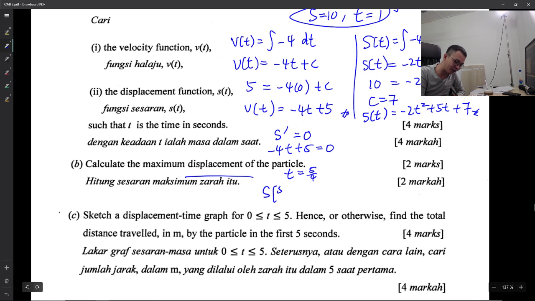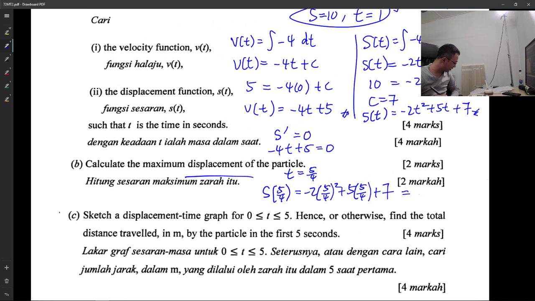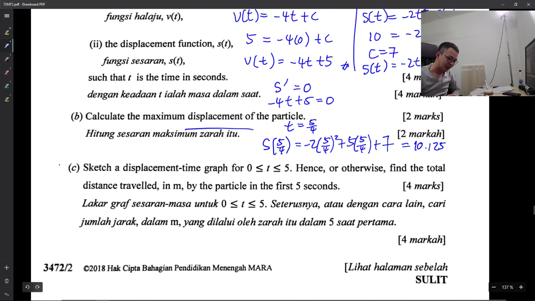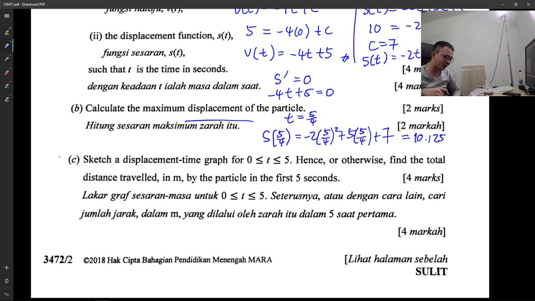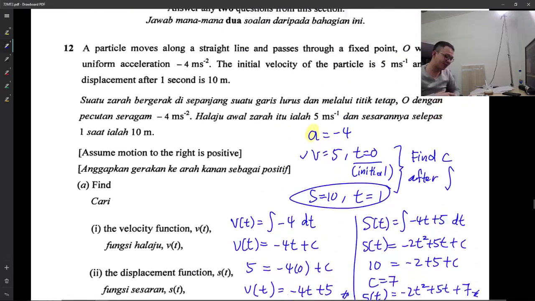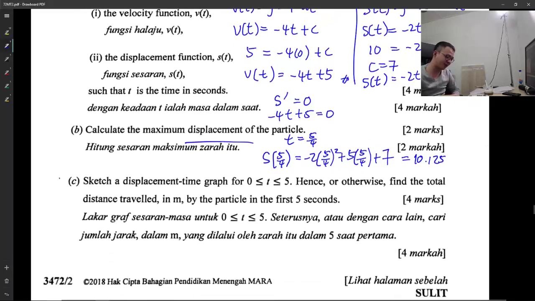Then this is time, not the displacement. So I will sub the 5 over 4 into my equation. So negative 2 times 5 over 4 squared plus 5 times 5 over 4 plus 7. In order to get my maximum displacement, you should get 10.125. Alright, so just sub in. Whenever you see maximum, minimum, just always differentiate and set equal to 0. Okay? And then sketch the displacement-time graph for 0 to 5. Hence or otherwise find the total distance traveled. Seldom will they ask us to sketch the displacement-time graph.